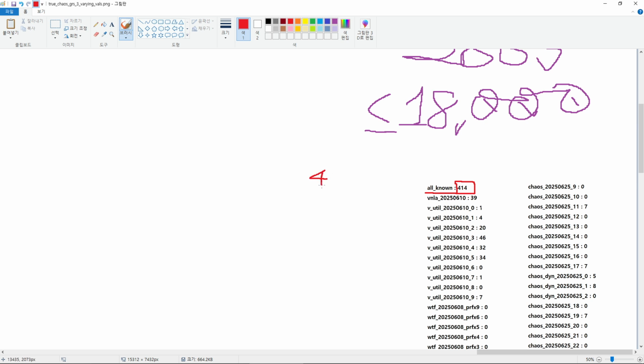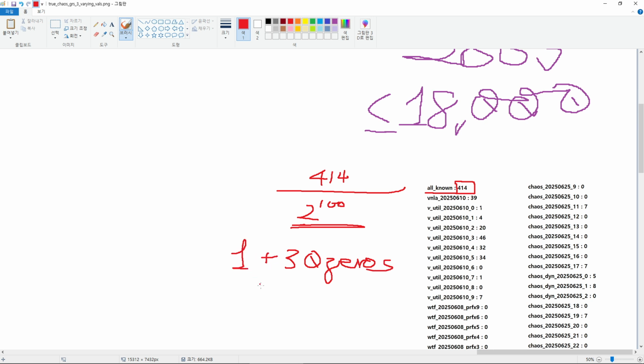But that's still a very minute amount, since it's 414 over 2 to the power of 100, which is like 30 zeros, I think it's like 1.2 times 30 zeros. Which is still a very minute amount.